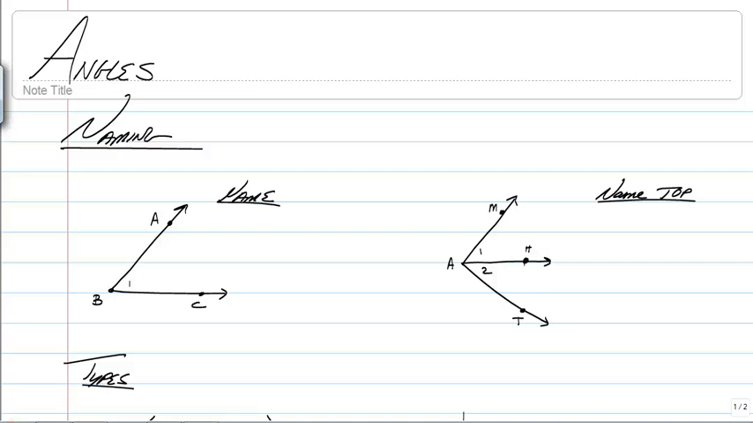All right, everybody, here we go. We are about to be blasted with angles here, so make sure you are ready to rock. First thing we're going to do is talk about how you name an angle.